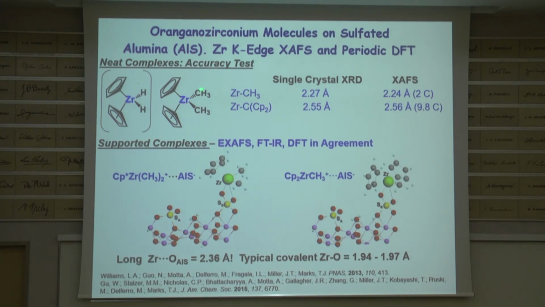And so you can find the zirconium methyl distance, and this is the literature single crystal structure. This is what we get by XAFS. Same for the ring carbon distances. So the picture then, the DFT is with Alessandro Motta at the University of Rome. Combine the XAFS and the DFT, and you get a picture of what's happening.